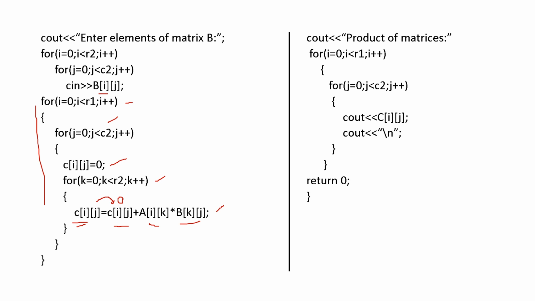Now after doing this, you will get the value of the output, and then you have to display that. Cout "product of matrices". For I is equal to 0, I less than R1, I plus plus, J is equal to 0, J less than C2, J plus plus. Then display the output. Here \n we have given because after the first row it should come to the next row. Then return 0 and close the bracket. So this is the way how matrix multiplication can be done using C++. Hope it is clear for you.